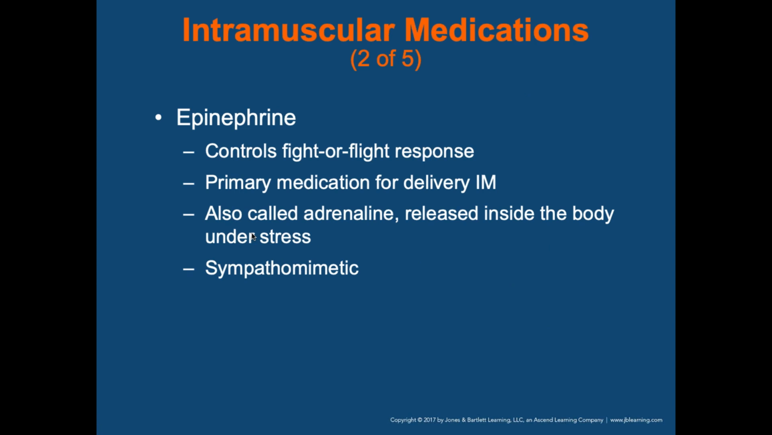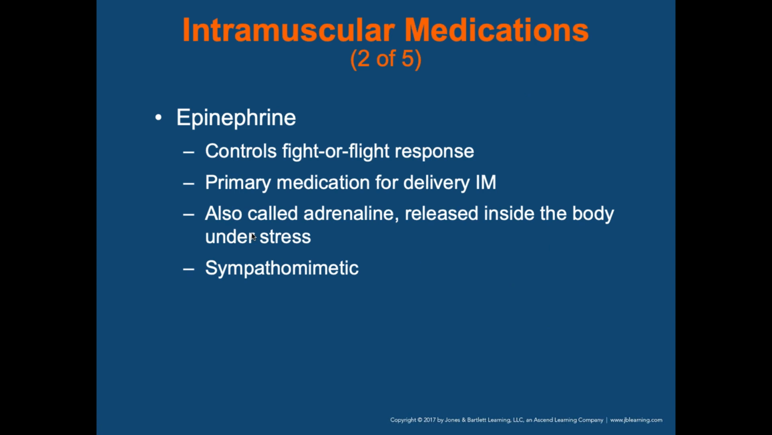So epinephrine controls the fight or flight response. This is what they call a sympathomimetic. Sympathomimetics are medications that stimulate the sympathetic nervous system, which we talked about during our human body unit, but it mimics the sympathetic nervous system. The sympathetic nervous system has neurotransmitters that are normal chemicals made in the body, and that's norepinephrine, which is created as a neurotransmitter. So epinephrine mimics that and causes a fight or flight response.